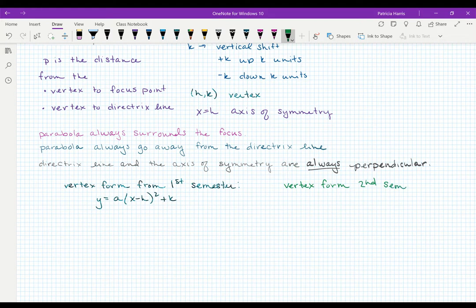Now, for whatever reason, and I don't know why, people like to mess with this one. Math teachers do it, Edgenuity does it. Okay, but I'm just going to rewrite for a moment.